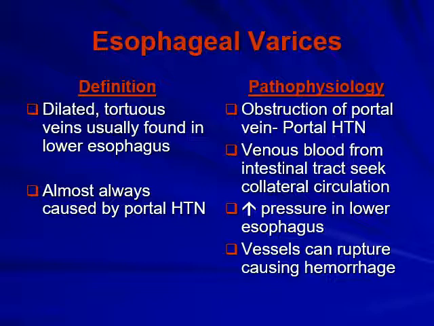So by definition, you'll see the dilated tortuous veins, usually found in the submucosa of the lower esophagus, almost always caused by the portal hypertension. And of course, the portal hypertension is due to obstruction of the portal venous circulation within the damaged liver. Again, it can be life-threatening because it can result in hemorrhagic shock. And basically, if they rupture, we're looking for the signs and symptoms of shock.